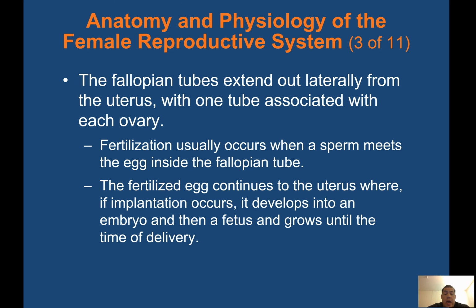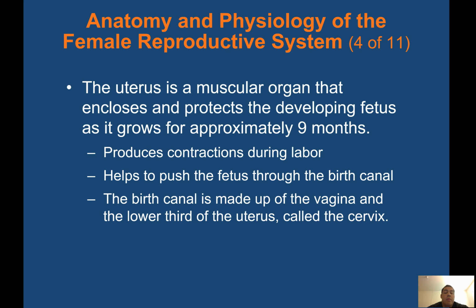The fallopian tubes extend out laterally from the uterus, with one tube associated with each ovary. Fertilization usually occurs when a sperm meets the egg inside the fallopian tube. The fertilized egg continues to the uterus, where, if implantation occurs, it develops into an embryo and then a fetus and grows until the time of delivery. The uterus is a muscular organ that encloses and protects the developing fetus as it grows for approximately 9 months. It produces contractions during labor and helps to push the fetus through the birth canal. The birth canal is made up of the vagina and the lower third of the uterus called the cervix.